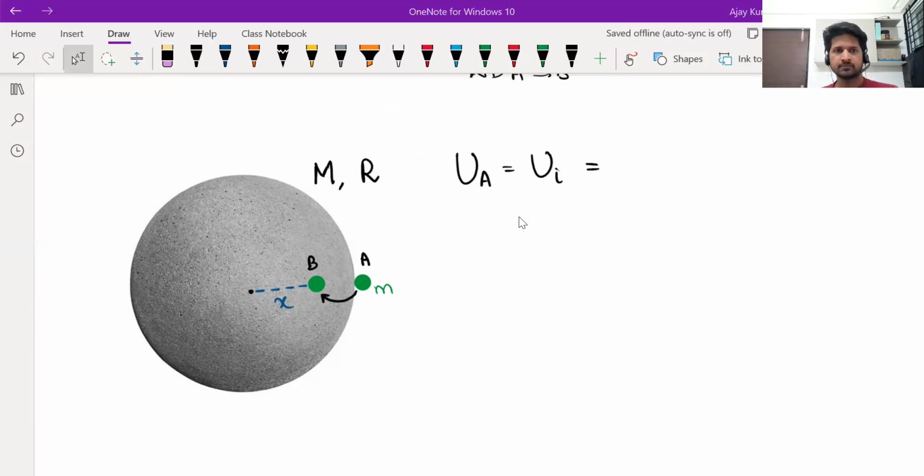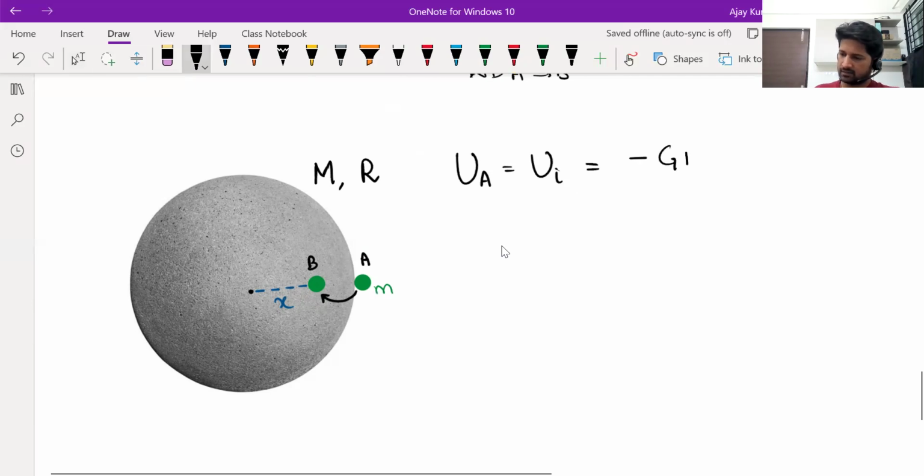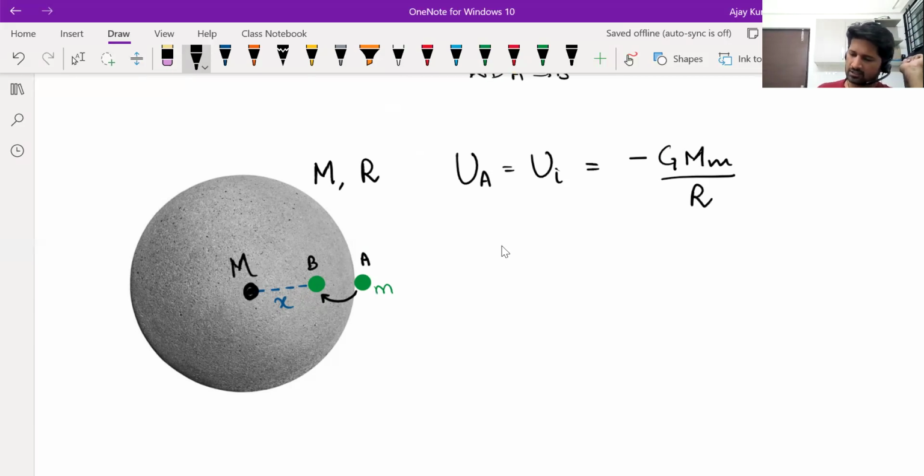Sir, is it minus GMm by R? Correct, minus GMm by capital R. The particle is just outside the sphere, so the sphere can be considered as a point mass. You can assume all the capital M to be here and all the small m is at a distance R from it. So the initial potential energy becomes minus G capital M small m by R. Correct.